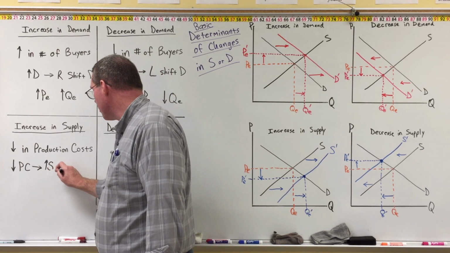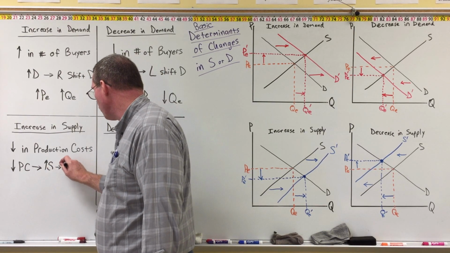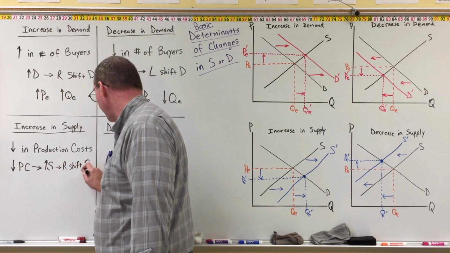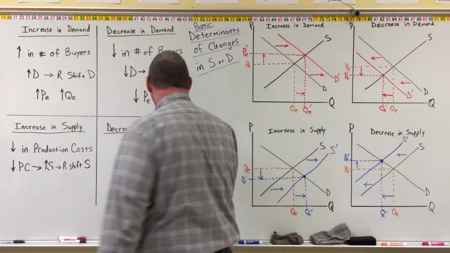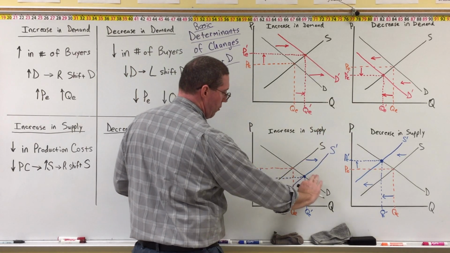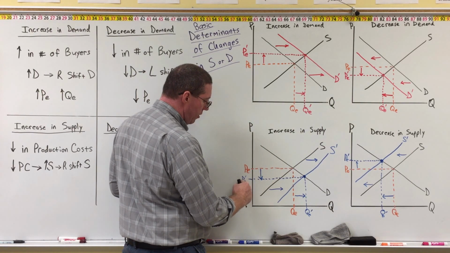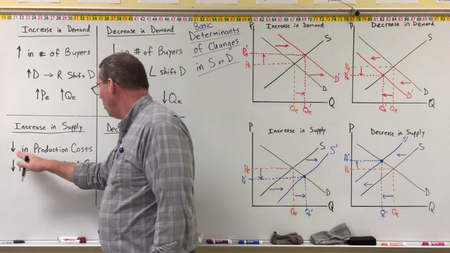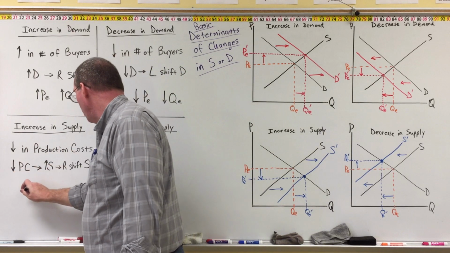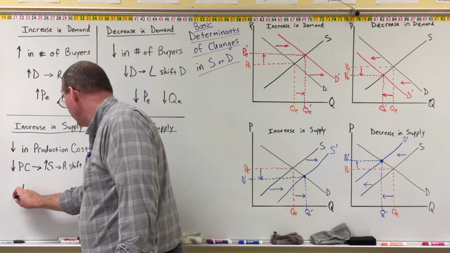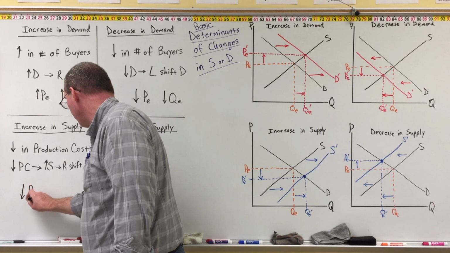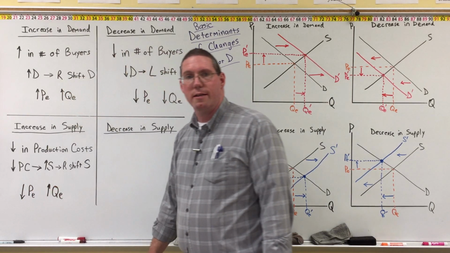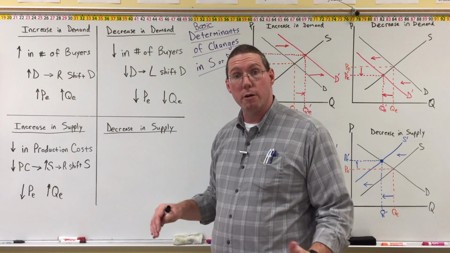When supply increases, that's going to be a right shift of the supply curve. And when the supply curve shifts to the right, we will see a decrease in the equilibrium price and an increase in equilibrium quantity. So, when production costs go down, we are going to see a decrease in equilibrium price and an increase in equilibrium quantity.